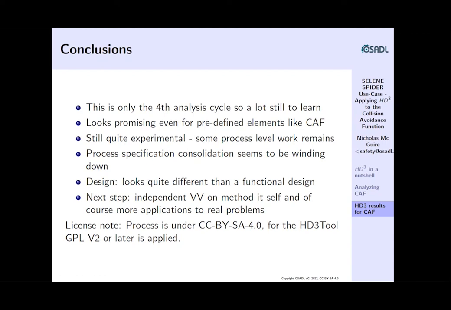So it's a Creative Commons based release, and the tools are under GPL. So if anybody is interested in looking into this in more detail, we're happy to share.